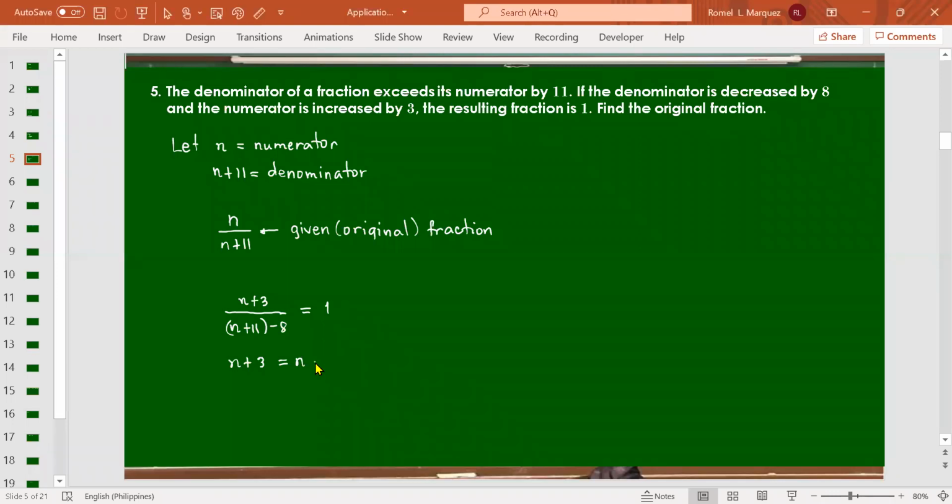Ano mangyayari, guys? n plus 3. n plus 3 is n plus 3, what? An identity, no? So it means there are many possible fractions. Okay, guys? Ano ang n natin? Anong solution natin? n is what? What is n in this equation?